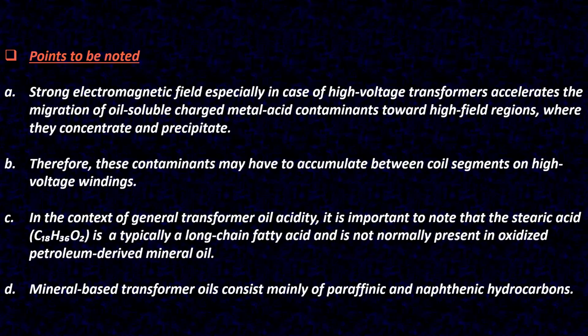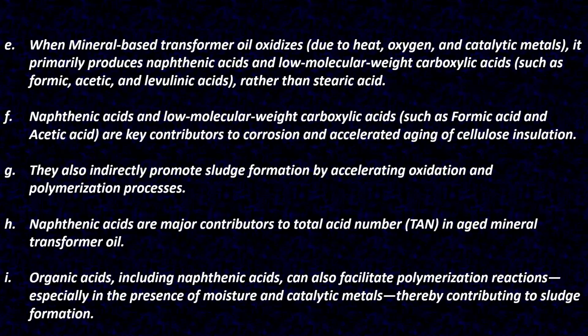Mineral based transformer oils consist mainly of paraffinic and naphthenic hydrocarbons. When mineral based transformer oil oxidizes due to heat, oxygen, and catalytic metals, it primarily produces naphthenic acids and low molecular weight carboxylic acids such as formic, acetic, and levulinic acids rather than stearic acid. Naphthenic acids and low molecular weight carboxylic acids such as formic acid and acetic acid are key contributors to corrosion and accelerated aging of cellulose insulation. They also indirectly promote sludge formation by accelerating oxidation and polymerization processes.